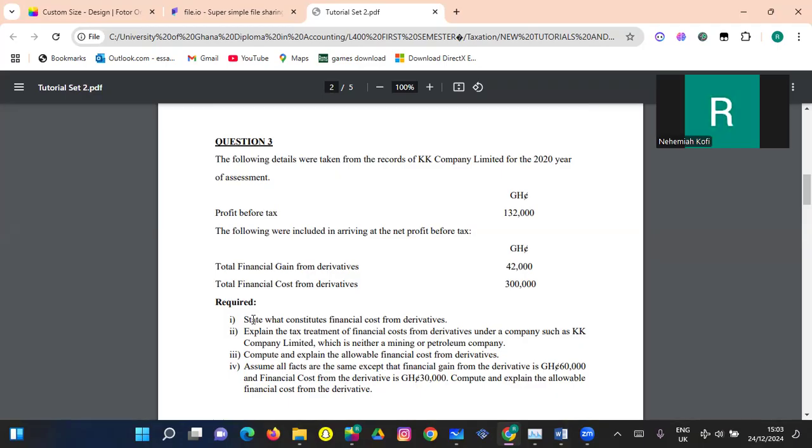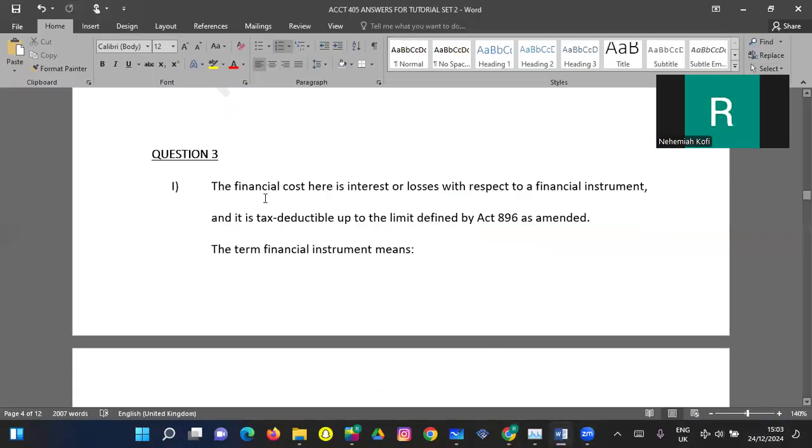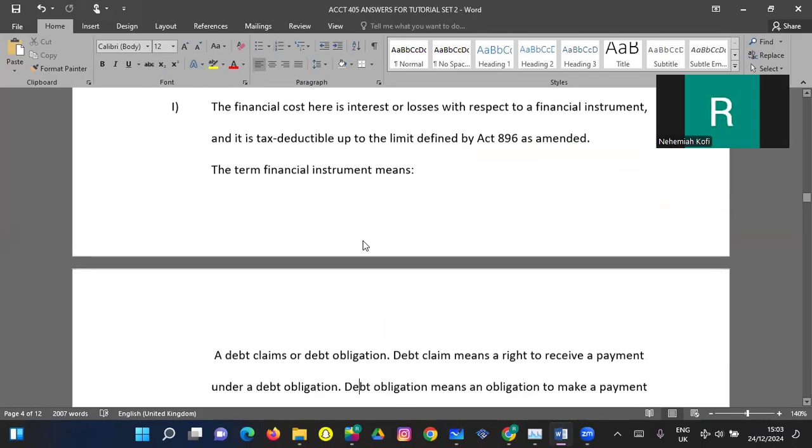Then state what constitutes financial cost from derivatives. Financial cost here is the interest or loss with respect to financial instruments. It is tax deductible up to the limit defined by the amended act, which is the financial gain plus 50% of the adjusted chargeable income.